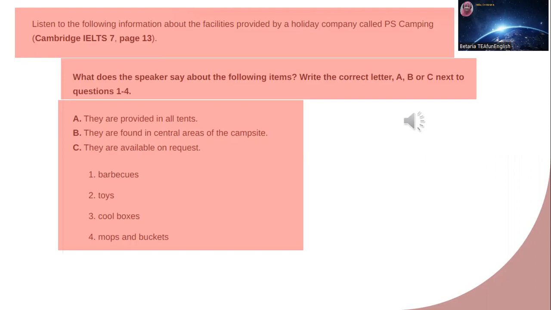All tents have a fridge, and if you want to spend the day on the beach, for example, ask for a specifically designed PS camping cool box, which will keep your food and drinks chilled. There are excellent washing facilities at all our sites, with washing machines and clotheslines in the central areas, along with mops and buckets in case your tent needs cleaning during your stay. All sites have a cafe and/or a shop for those who'd rather eat in than dine at a local restaurant.